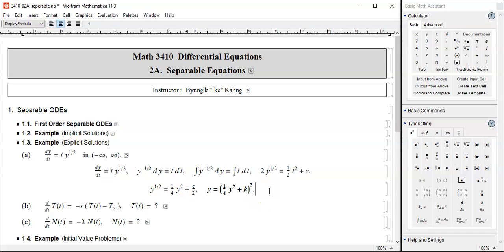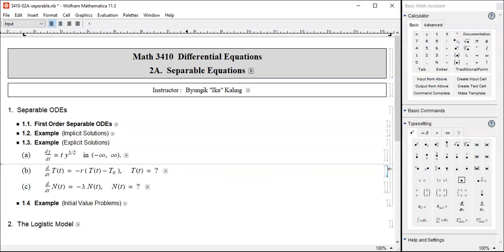Also, what's the interval of definition? Is that clear? Well, we have nothing more than polynomial functions, so it's got to be valid everywhere, and indeed it is. All right.